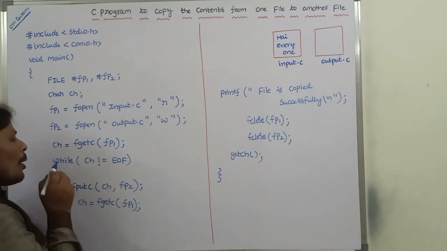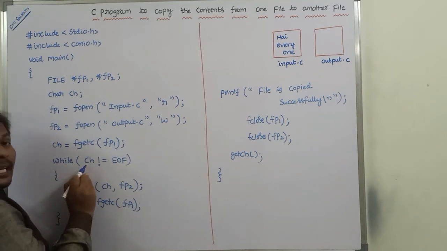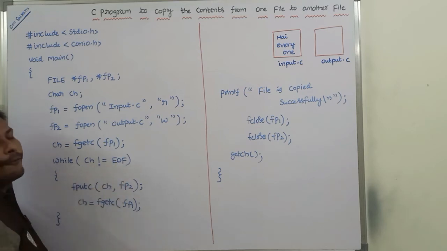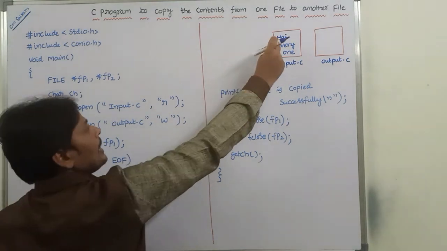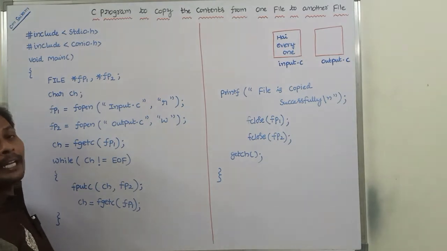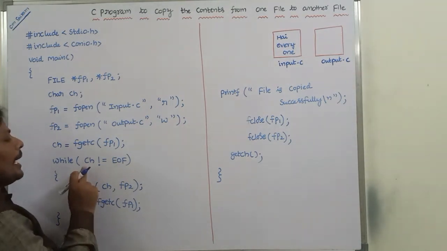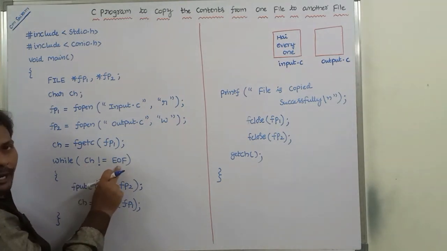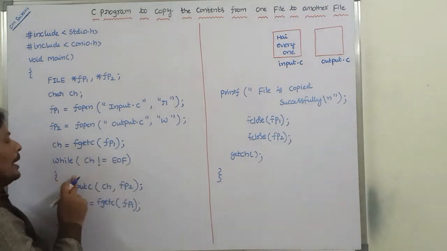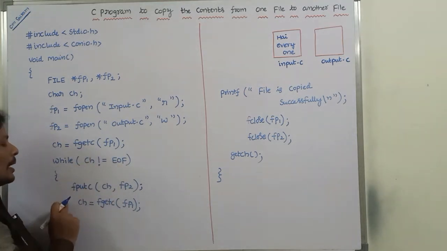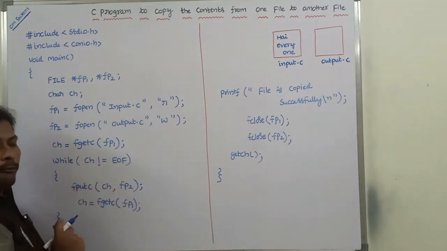Okay, now we have to check whether ch is not equal to EOF. Yes, H is not an end of file character, so ch is not equal to EOF. Condition true. If the condition is true, the control goes to the body of the while loop.